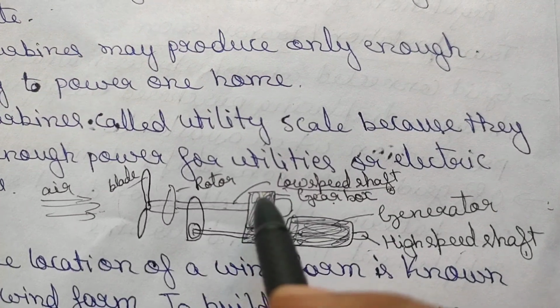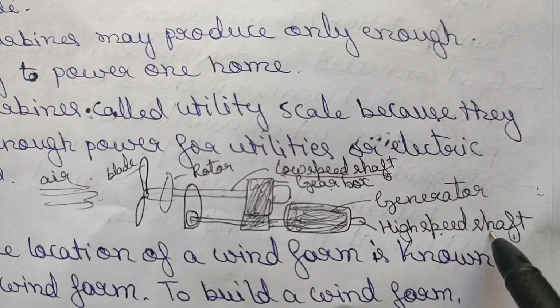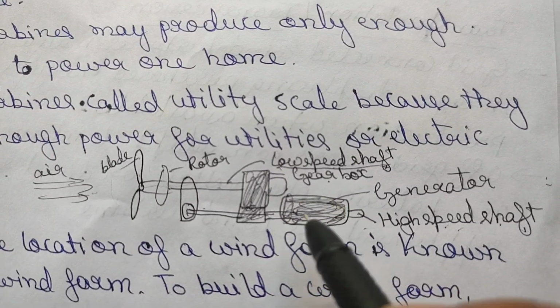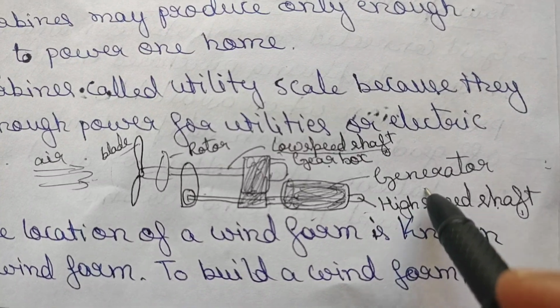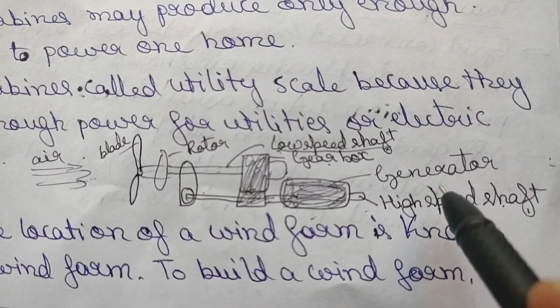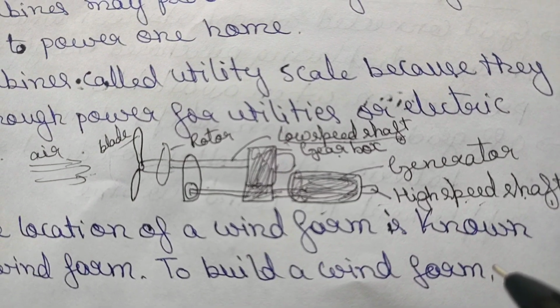The gearbox is connected to a high speed shaft that will start rotating. That is connected to the generator. As the shaft turns the generator, it produces electricity.